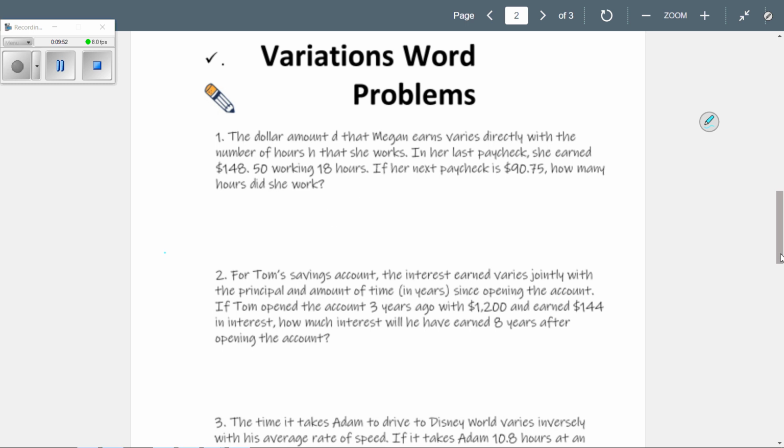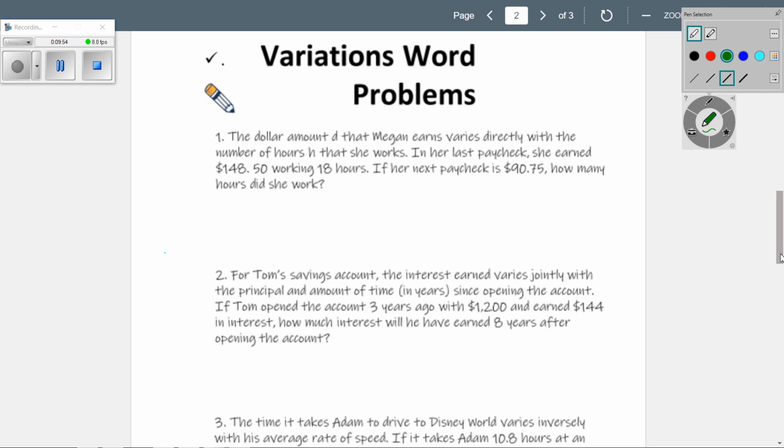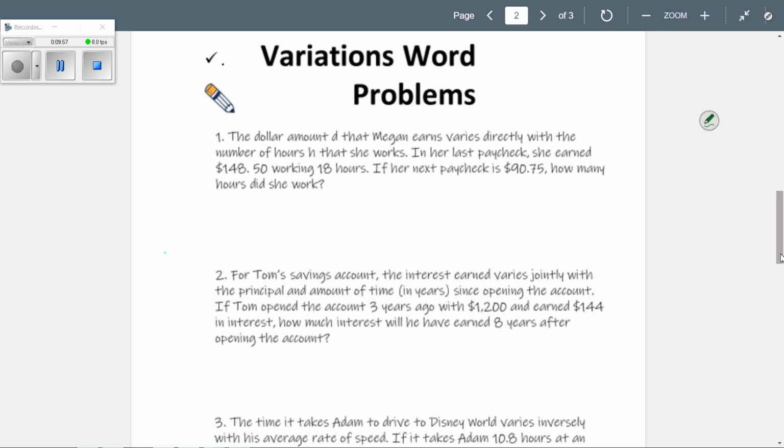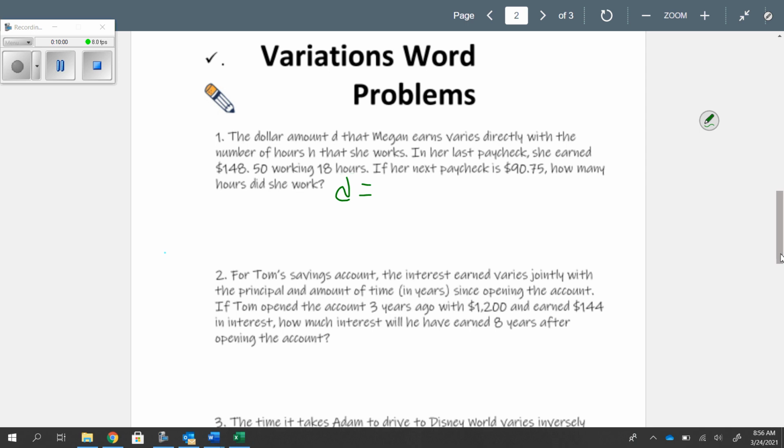Dollars, let me change colors so I'm a little bit darker. Let's go with green. So dollars equals K, which is the constant, times hours worked. That's it. Again, the way I get that is just by reading it. The dollars she makes equals the constant times the hours, okay? So that's simple. The dollars, it already told us, is 148.5 equals, we don't know what K is yet. We're going to solve for K and then figure out the next step. 148.5 equals K times she worked 18 hours.